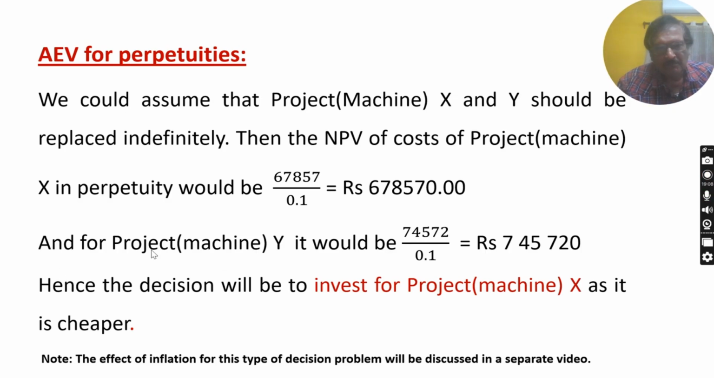And for project Y, you can say machine also. That's why I have written in bracket machine. This is the operating cost, entire cost per year for project Y divided by the discount rate, then you will get the total cost for project Y at present value. This is the net present value. That is 7,45,720. Then which one will you accept? The cheaper one will be accepted. The total cost if you run the project forever is this, which is lesser than project Y, and for that reason invest in project X as it is cheaper.